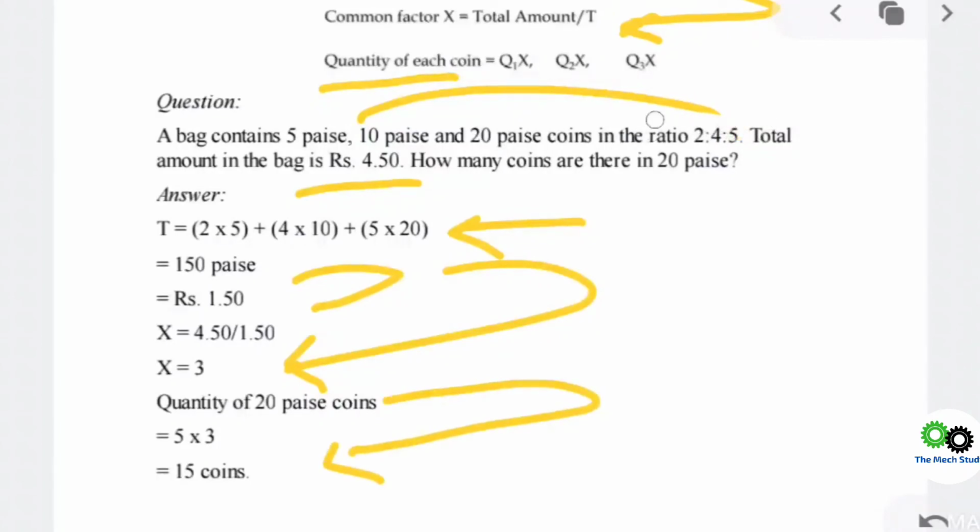If you don't have the idea, you can check here. These are the coins mentioned in the question, and you need to multiply by the x which you have calculated. If you put that, you will get the total quantity of 20 paise pieces in the bag.